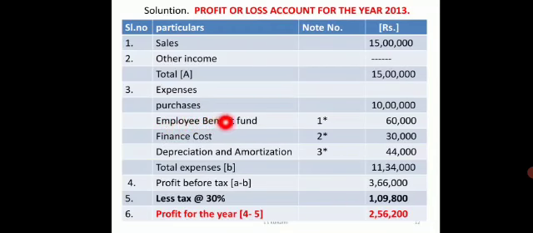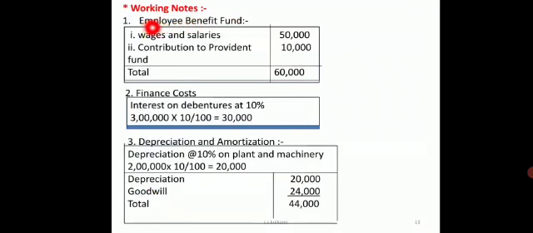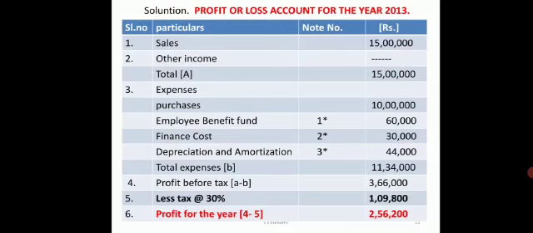Next I am having employee benefit fund. For this they have given 2 or 3 adjustments, so I have taken the notes. Whenever I prepare certain working notes, it has to be stated in the note column and the note number has to be written. So we'll see what the working note is. In the problem we are having wages and salaries amounting to 50,000 and also contribution for provident fund of 10,000. So the total amount spent by the organization on employees is 60,000. So I have written employee benefit fund 60,000.